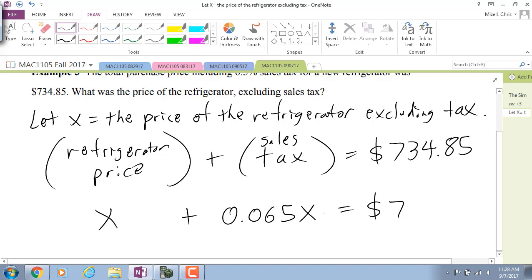Almost left that term before I'd written the X. We take the refrigerator's price, which is X, and we multiply that by 0.065, and that gives us the sales tax. Add that to the refrigerator's price, and that's the total amount the customer has to pay.